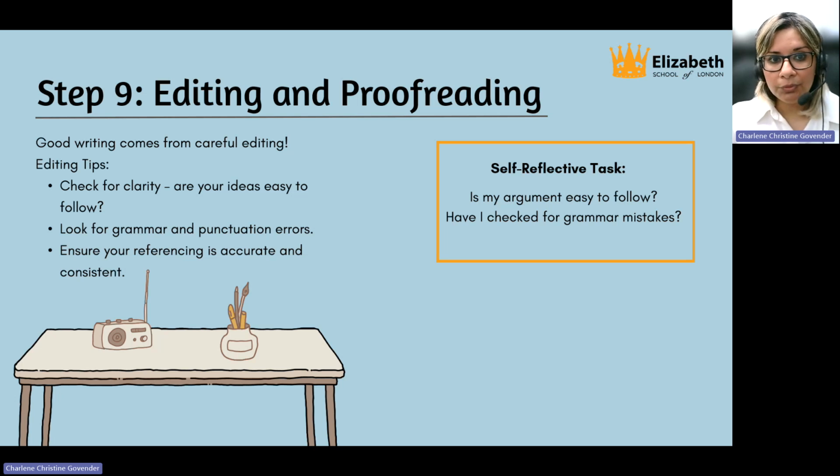Okay, so with all good writing, we have to make sure our work is edited and proofread. So step 9 to making sure you have a successful report and essay is to proofread and to edit. Good writing comes from careful editing. I would recommend that you check for clarity, check that your ideas are easy to read and to follow along, check for grammar and punctuation.